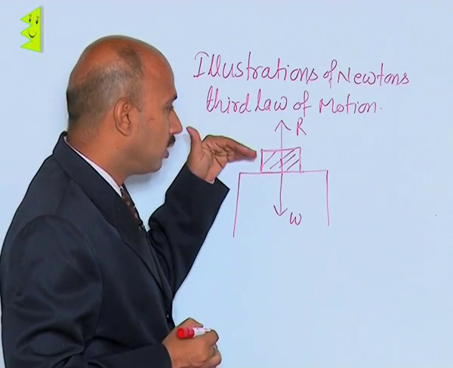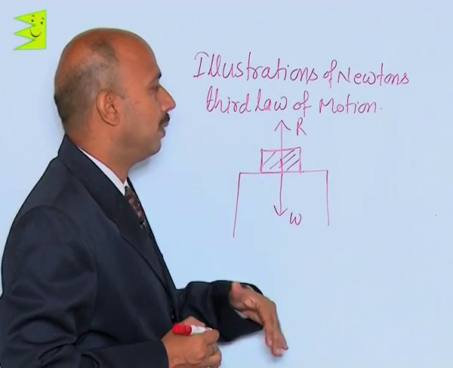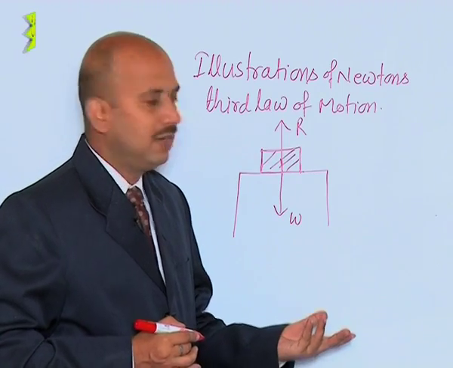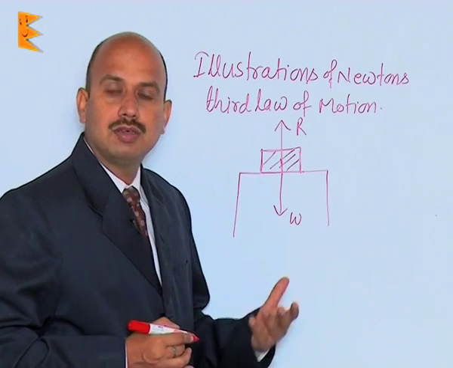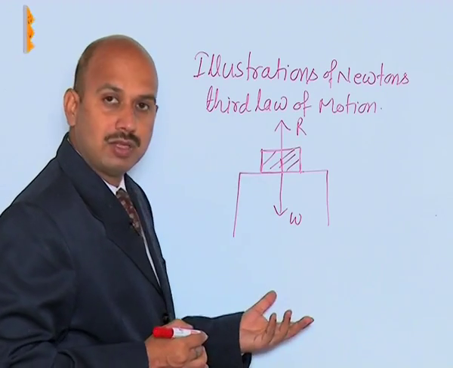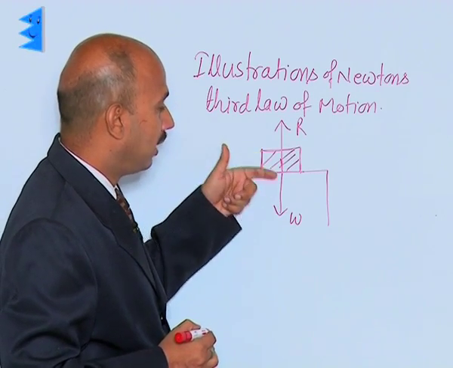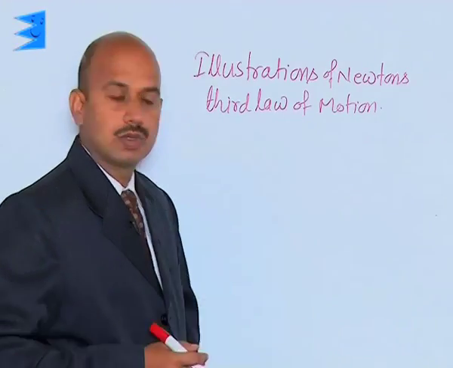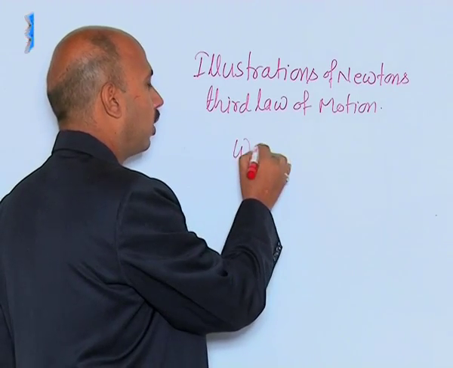So, when the book applies force on the table, the table applies force on the book. That is an example of an action and reaction pair. Both the forces are acting on two different bodies, like R is acting on the book and W is acting on the table. Another example we can take is walking.